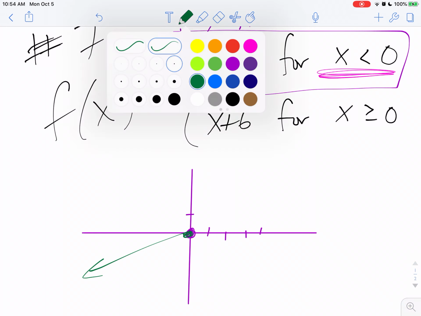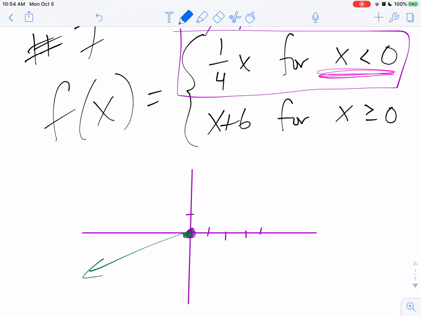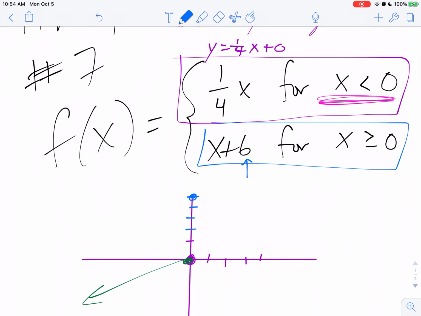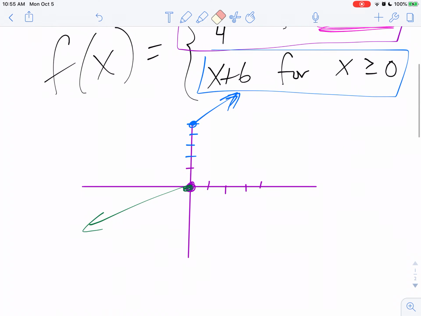So then we're going to go ahead and graph the other one. The second half has a y-intercept of 6 and a slope of 1. Well, that means it goes up and to the right. Okay, slope of 1. And I'm not going to graph the other part of the line because this one says greater than or equal to 0. So we don't need to graph stuff that's just going to get erased anyway. So that's what our graph looks like.